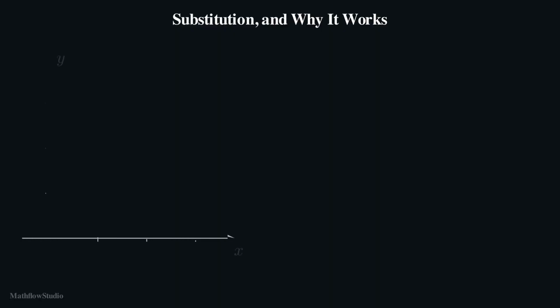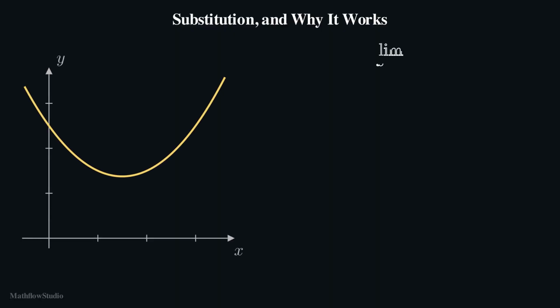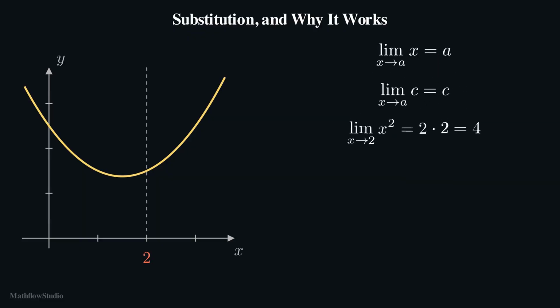A polynomial is built from the input and from constants by adding and multiplying. The limit of the input itself is the point approached. The limit of a constant is that same constant. Applying the product law to the input twice gives the limit of the square. The constant multiple law gives the limit of the middle term.